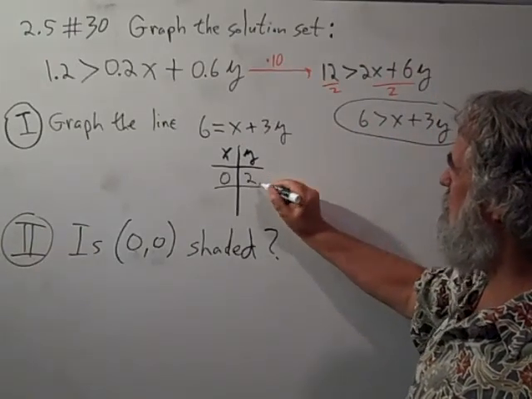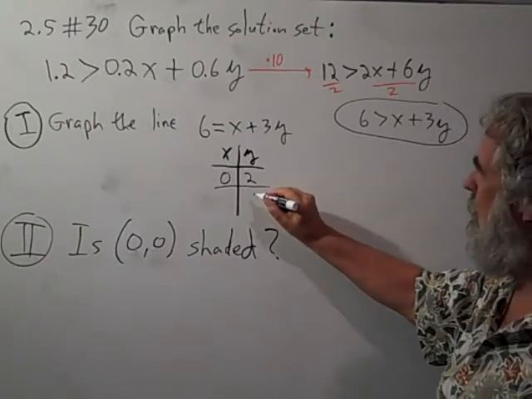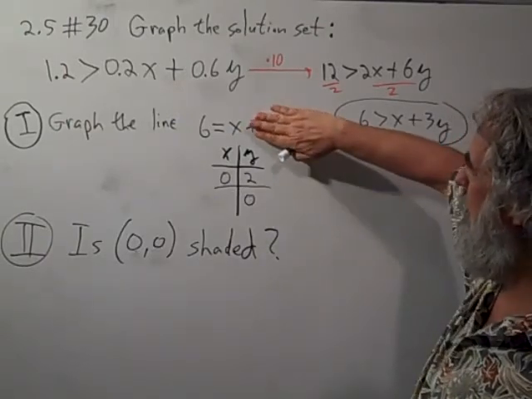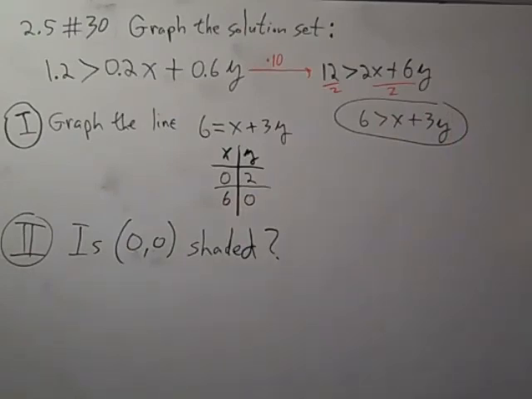So 3 times 2 is 6, so there's 1 point on the line, the y-intercept. Now if y equals 0, we can find the x-intercept, x is 6. So there's 2 points that are on our line, and we'll graph the line over here.